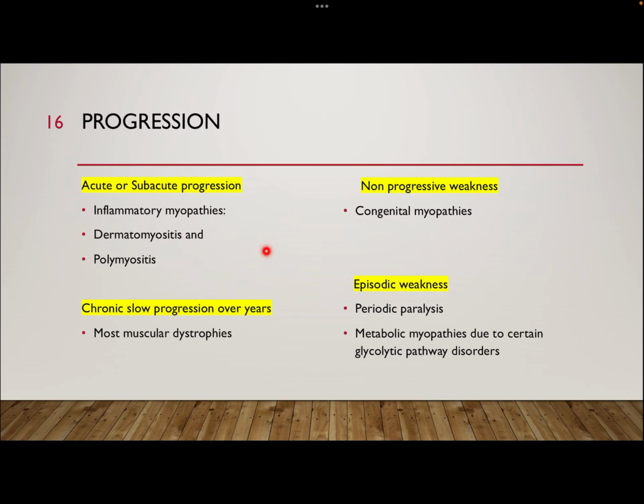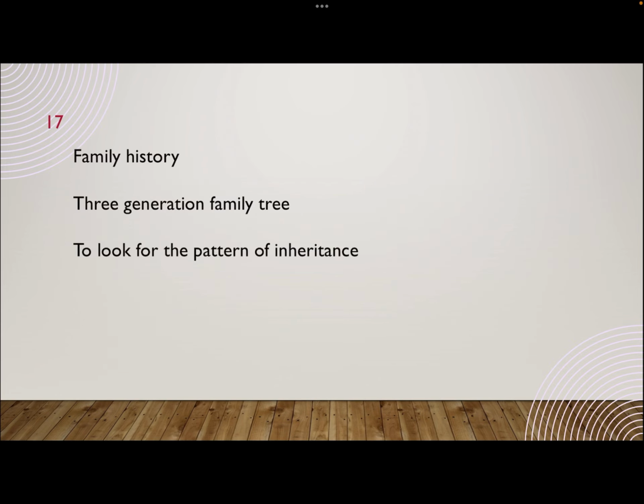So the progression: if the progression is acute or subacute, we know we're talking about inflammatory myopathy, dermatomyositis, and polymyositis. If it is non-progressive weakness, we are talking about congenital myopathies, as I've told you in the beginning. Chronic slow progression over years, we know we are talking about most muscular dystrophies. And episodic is seen in periodic paralysis and metabolic myopathies due to certain glycolytic pathway disorders.